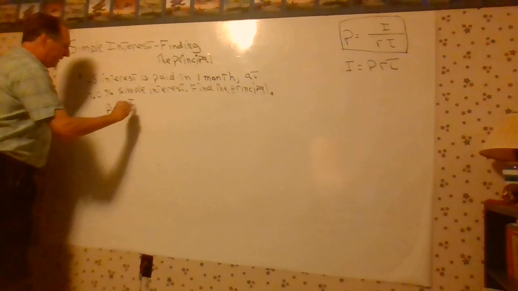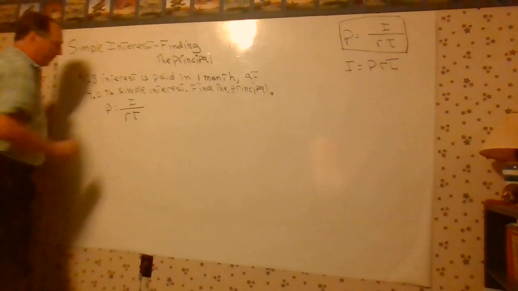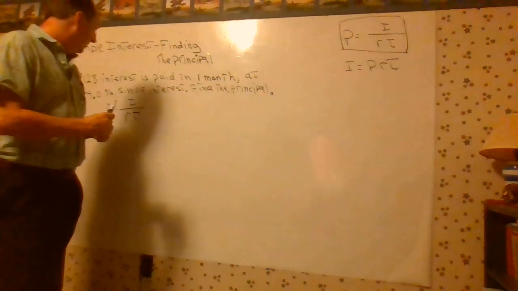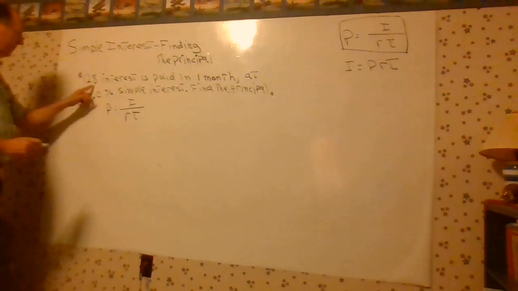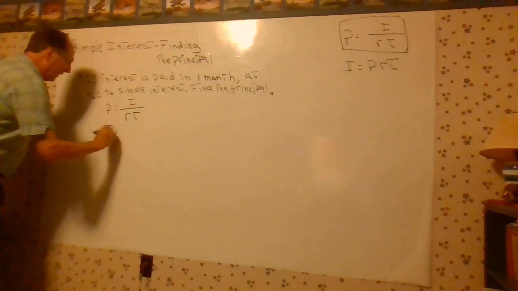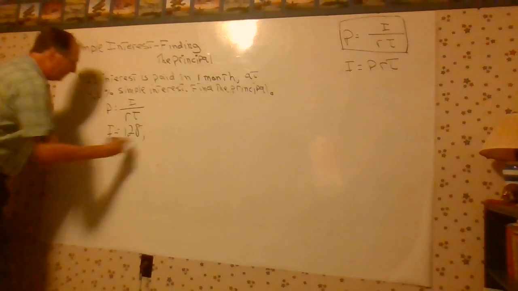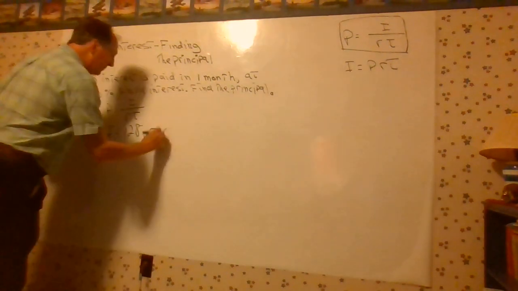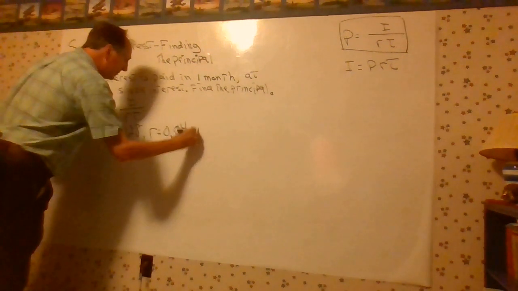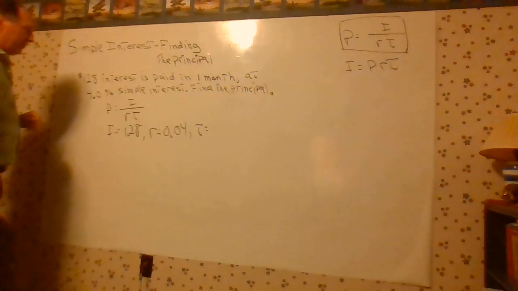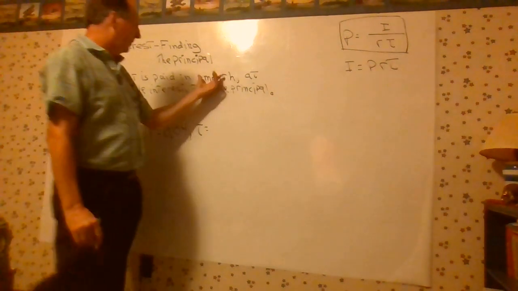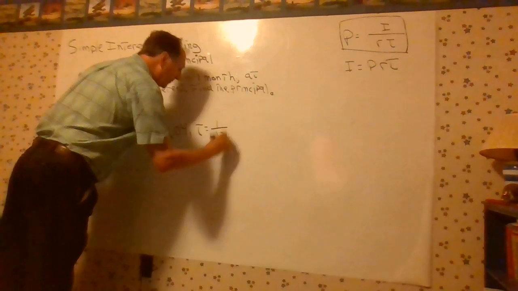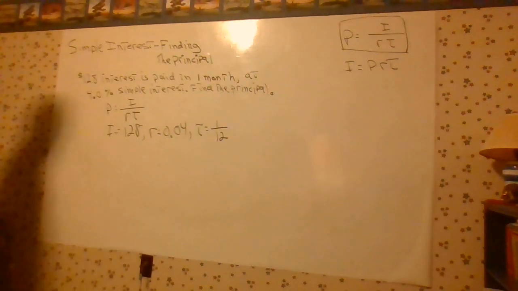P equals I over RT. Second, we define the variables. Well, we have to define I, R, and T. The interest is stated. I equals 128. R is a simple interest rate expressed as a decimal, 0.04. And T is equal to the time. T is for time, is stated as 1 month, but it has to go in years. So we write 1/12, 1/12 of a year.